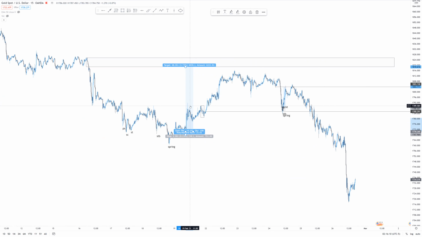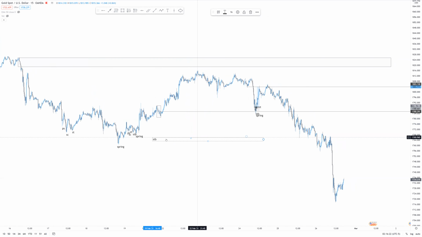It's a bit unfortunate that it came a few dollars away, but it is what it is. And there's nothing that I can really do about that. But I'm going to get rid of this and show you guys why I took that trade.